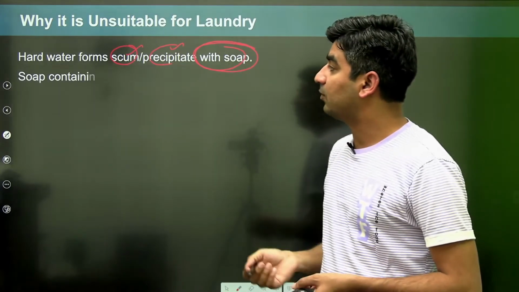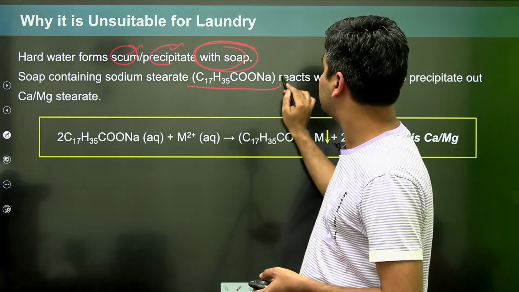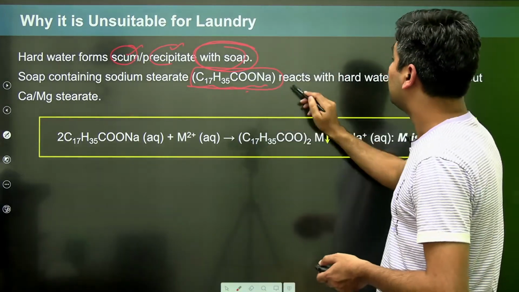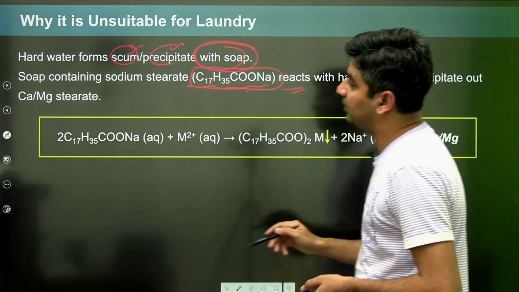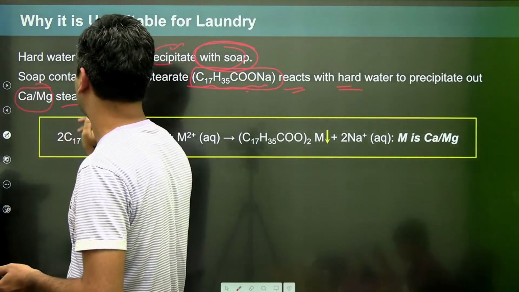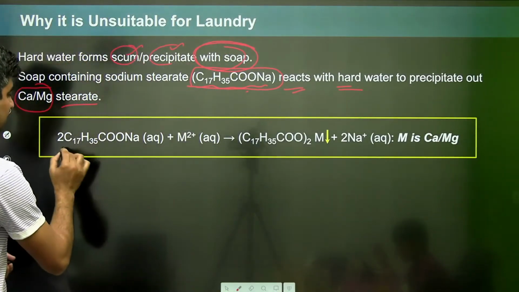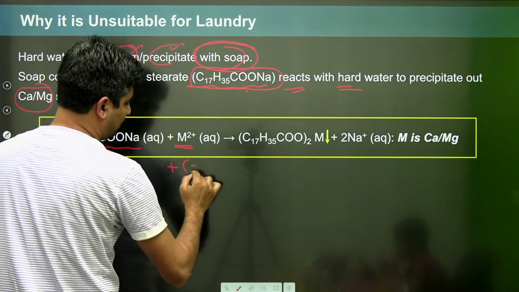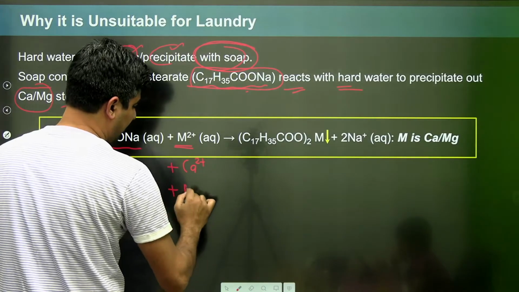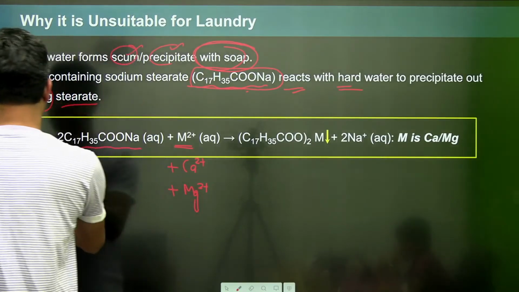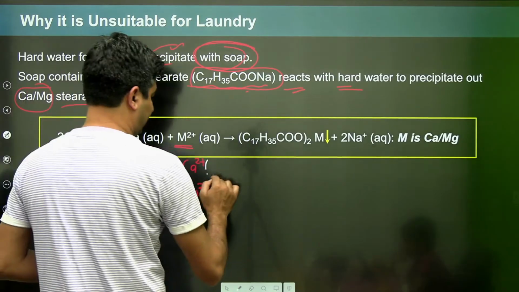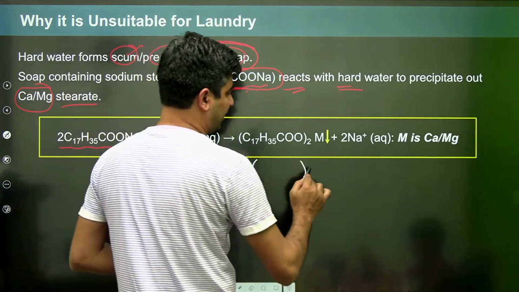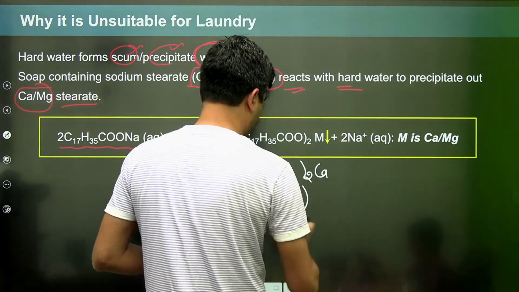Why they will form? Because soap contains sodium stearate. Soap reacts with the hard water and precipitates out the calcium and magnesium stearate, right? So these are the ions which are present in the soap. When I'm saying M2+, it can be Ca2+, it can be Mg2+, right? And aqueous. So on reaction you will get Ca, you will get Mg.